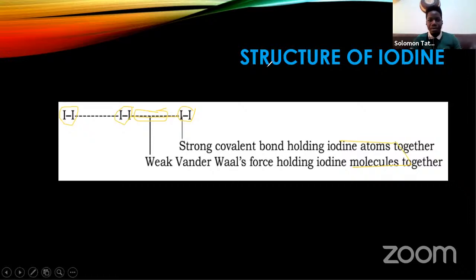Any questions on that? So that is the simple molecular structure of iodine.